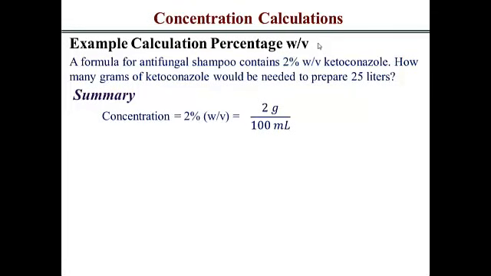So let's try and isolate the key information that we need to solve this particular question. The first thing is the concentration, which is given as 2% weight in volume. And what that means is you have 2 grams in 100 milliliters.